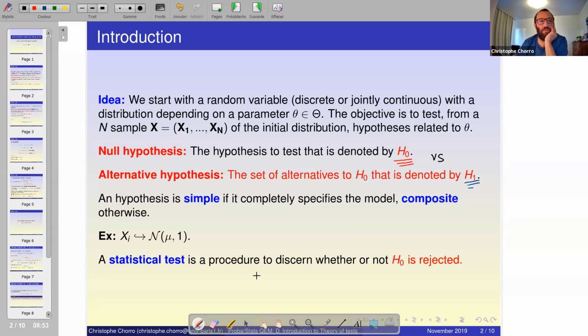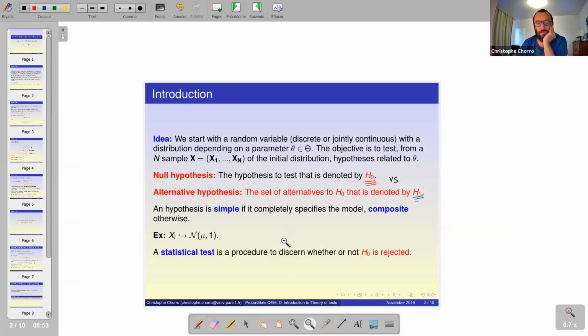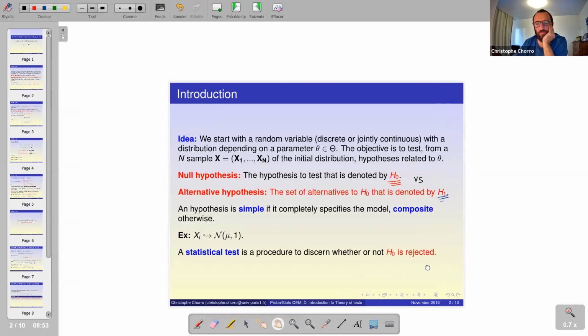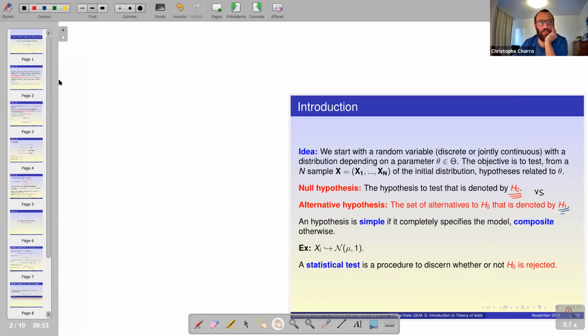So what I mean by a simple hypothesis, in opposition with what we call a composite hypothesis, is just the following. Let's take an example to be clear with this. Suppose that my theta here is equal to mu.